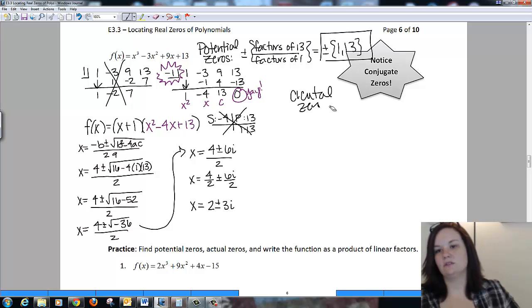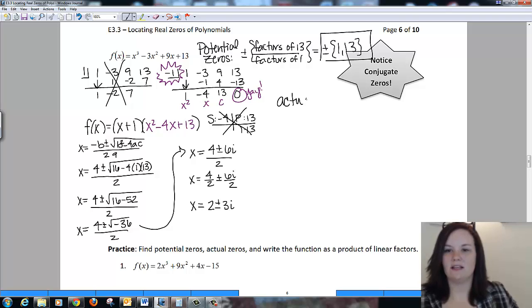Actual zeros. Oh my goodness. My hand is not doing what my brain's telling it to. Actual zeros would be the one that we found in purple here with the big spiky circle around it, which was negative 1. And then we got 2 plus 3i and 2 minus 3i.